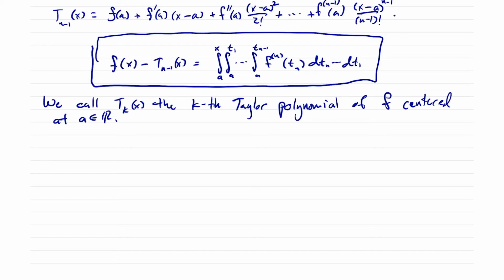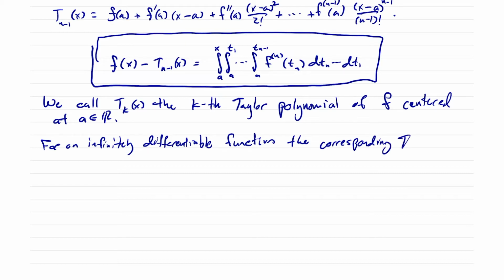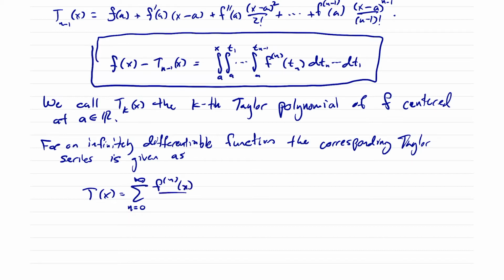Although I should tell you what a Taylor series is. For an infinitely differentiable function, the corresponding Taylor series is given as, so I'll just call this T of x, equal to the sum from n equals 0 to infinity of f^(n), the nth derivative at a, divided by n factorial times x minus a to the nth power, right? And so this should all be rather familiar to you.